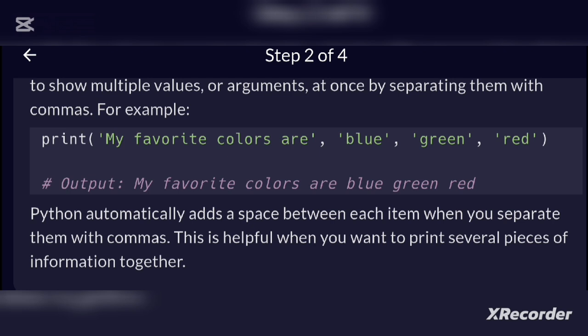So Python automatically adds a space between each item when you separate them with commas. This is helpful when you want to print several pieces of information together. So maybe when you reach that stage that you start printing a lot of things together in a single line, or print a lot of words out, you're going to be using this method, separating them by what? Commas, and it's going to come out like this for you, especially when you are listing.